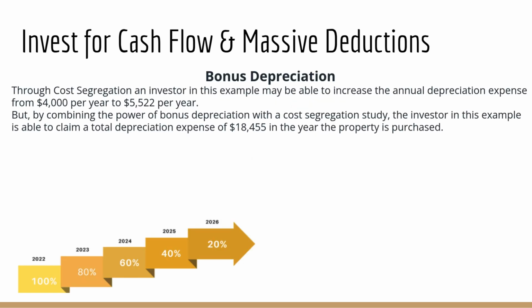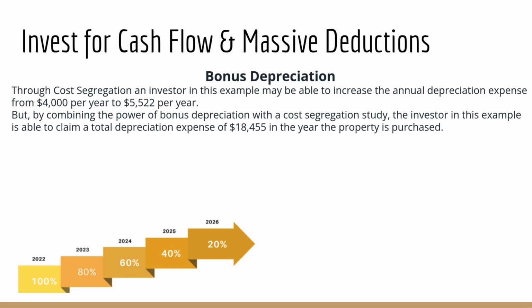So there's a thing called bonus depreciation. Bonus depreciation started in 2022. Currently, it sunsets in 2027. There is a bill in the House right now that, depending on who you ask, has bipartisan support that would reintroduce this back to the 100%.